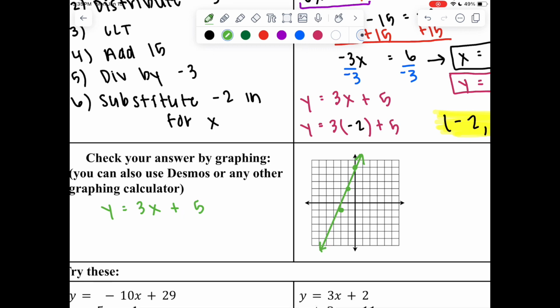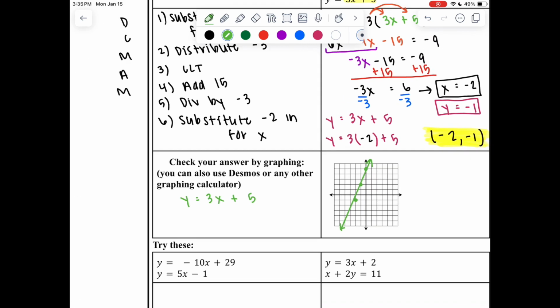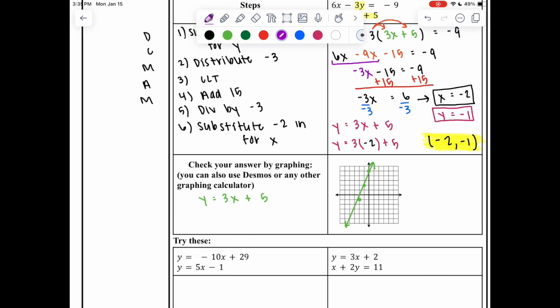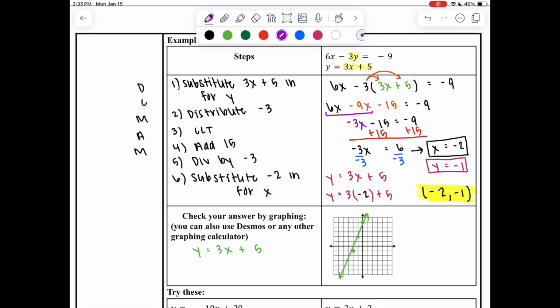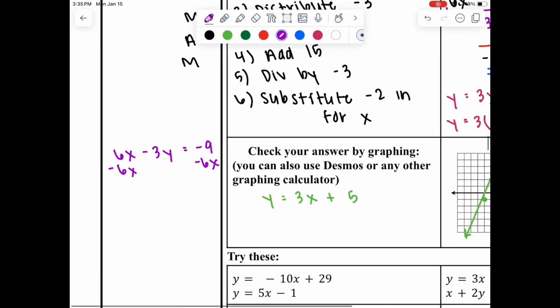This first equation was not already in slope-intercept form, so I'm going to use the margin out here to the side, and I need to put the first equation in slope-intercept form because I can't graph this in standard form. 6x minus 3y is equal to negative 9. If I want this in slope-intercept form, I need to get the y by itself. So my first step is going to be to get rid of the x's. I subtract 6x from the left and the right. And then 6x minus 6x is 0. So I have negative 3y on the left, and that's equal to negative 6x minus 9 on the right.